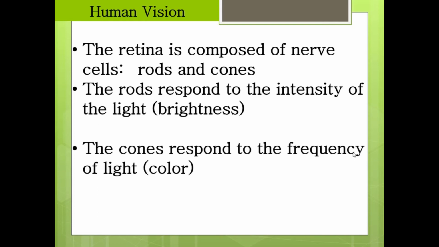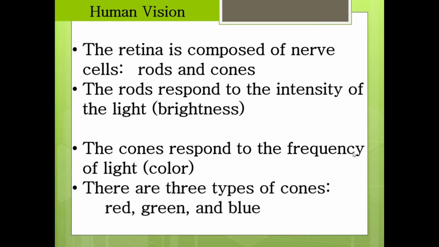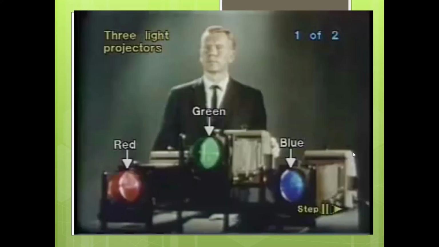The cones respond to the frequency of light, which we refer to as colors in the visible part of the spectrum. When we see something that is blue, it's related to a particular frequency. And so red, green, and blue are the three types of cones that we typically have on our retinas that are stimulated by those particular frequencies of visible light. And then the mixtures of those three colors and frequencies give us all the colors that we're able to perceive.